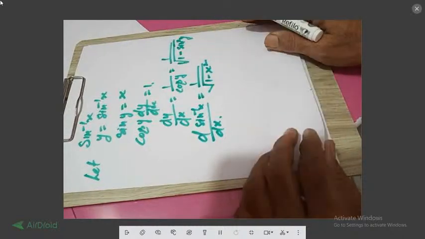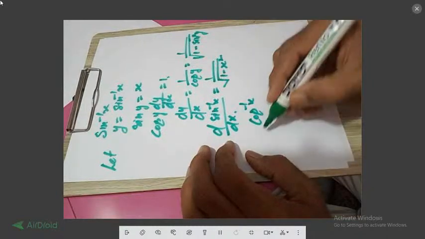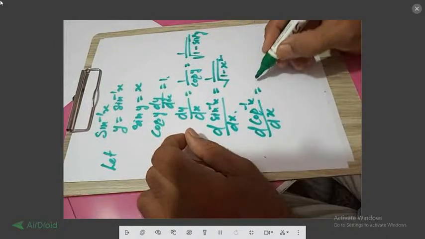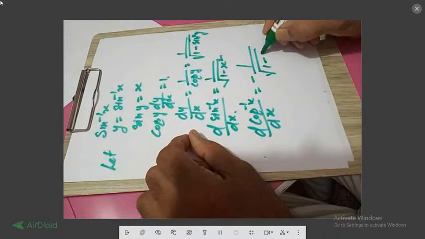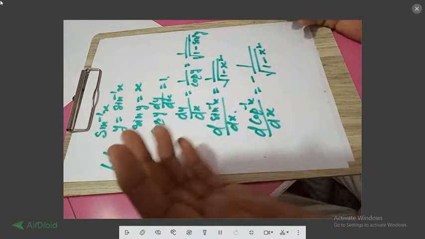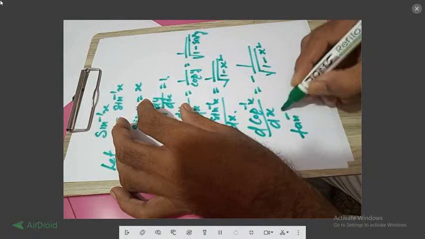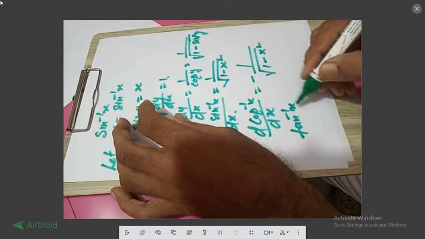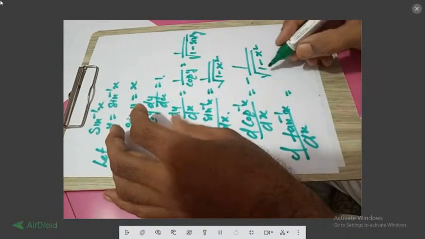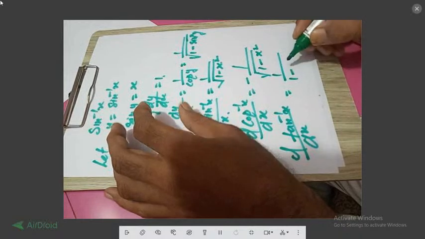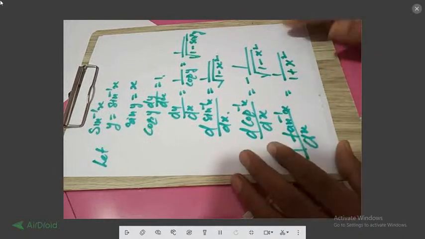So on we can find out the derivative of cos inverse x, which becomes minus 1 under root 1 minus x square. So on we can find out the derivative of the trigonometric function tan inverse x. This is also equal to 1 oblique 1 plus x square. We can solve this.